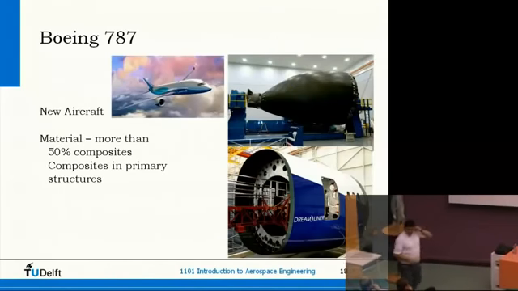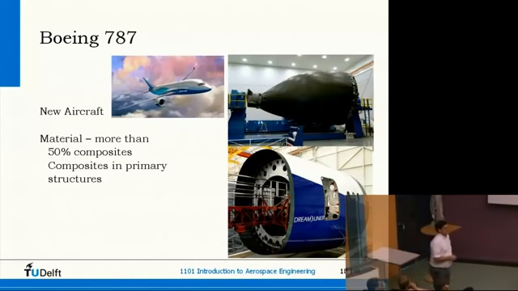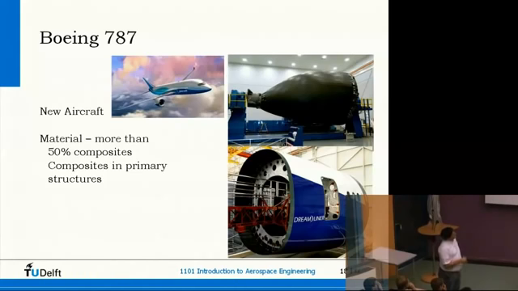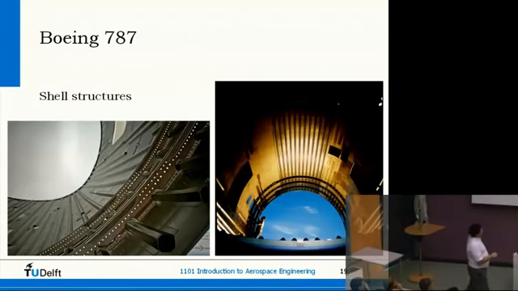Boeing 787 is a new aircraft, I think entering service within a couple of months, I expect. A lot of it is made from composites. The fuselage is almost entirely made of composites. Well, here you see the inside. All kind of stiffeners in this case, some beams, and so on.